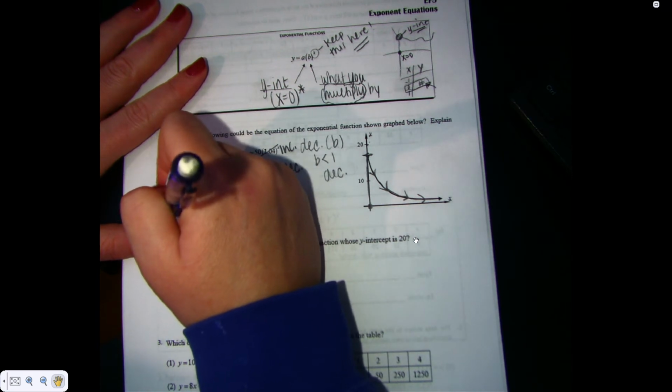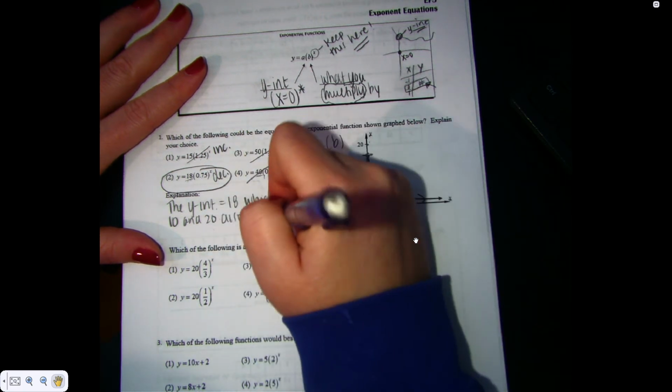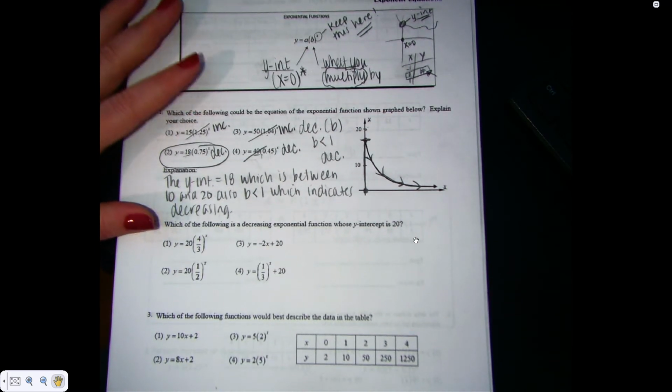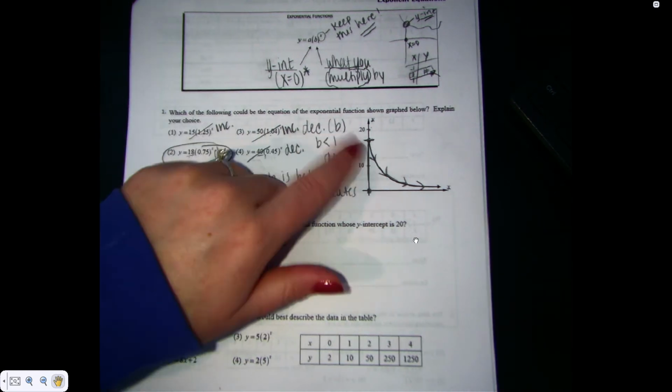Bullseye. Why is that? Our explanation: the y-intercept equals 18, which is between 10 and 20. Also, b is less than 1, which indicates decreasing. Oh, yay, perfect. So b is less than 1 and your y-intercept is where it should be.